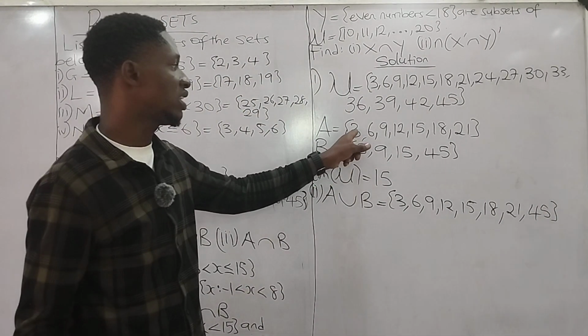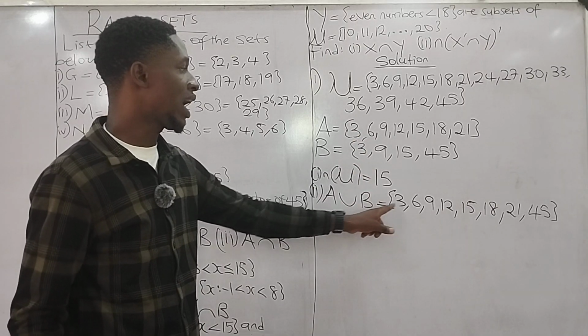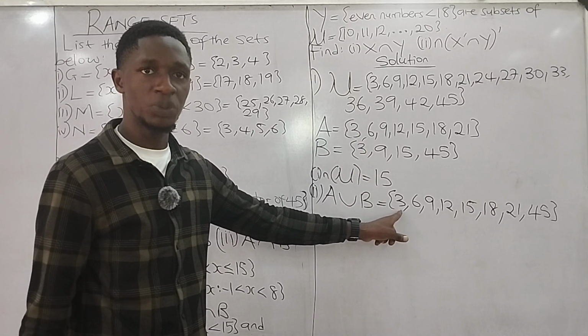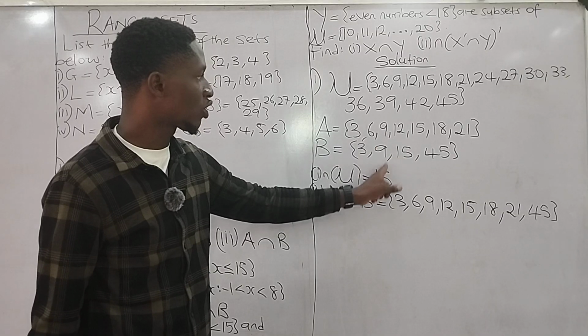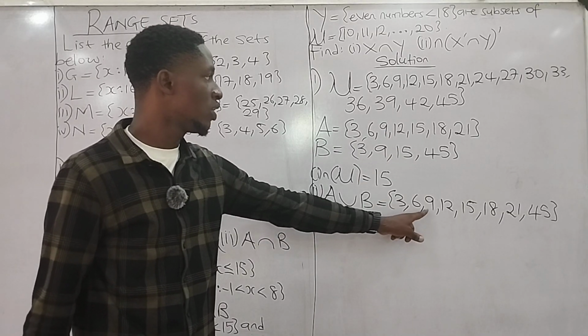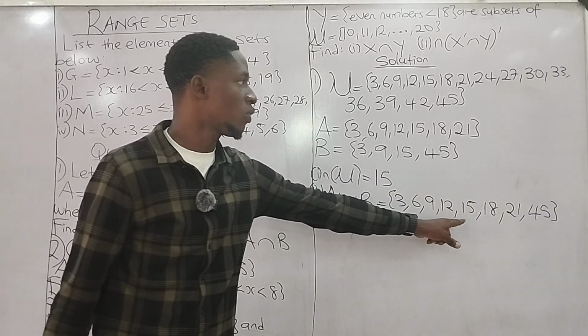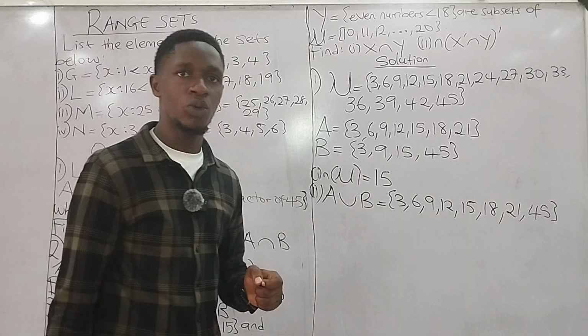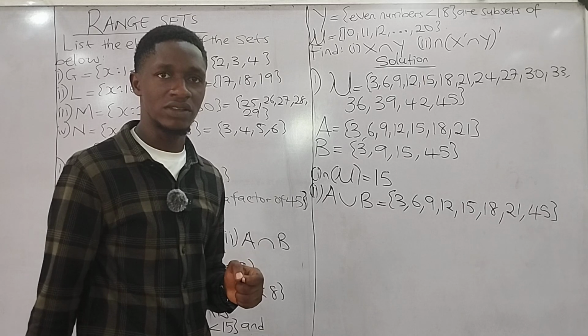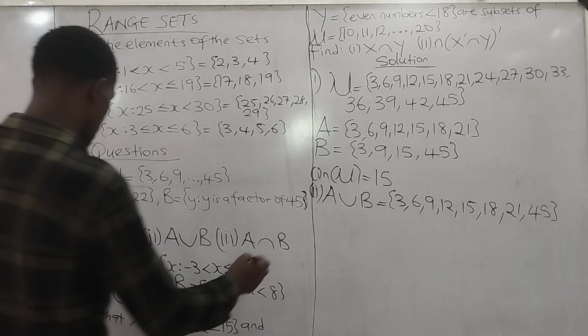You can see that 3 is common in 2 of them. I only wrote it once. Don't repeat it. We have 9 common in 2 of them. I wrote it once. We have 15 common in 2 of them. I wrote it once. Anyone that repeats more than once, don't repeat it twice. So we'll go to the next one.